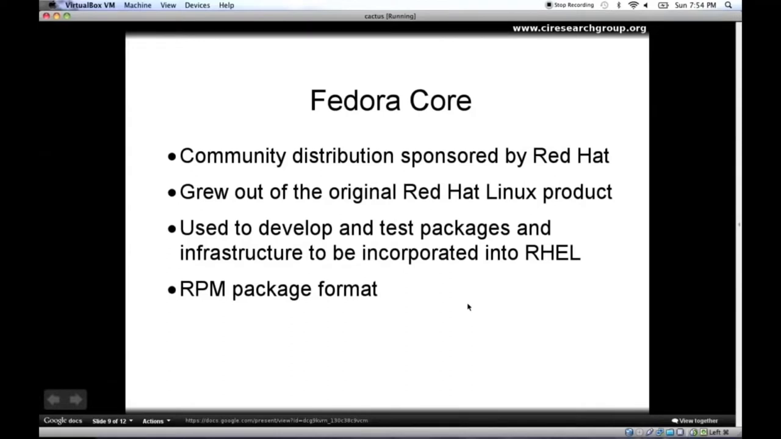Fedora Core is a community distribution that's sponsored by Red Hat that grew out of an old product that Red Hat used to produce, which was called Red Hat Linux without the enterprise part. And Fedora is used to develop and test packages and infrastructure that are later incorporated into the Enterprise Linux product.